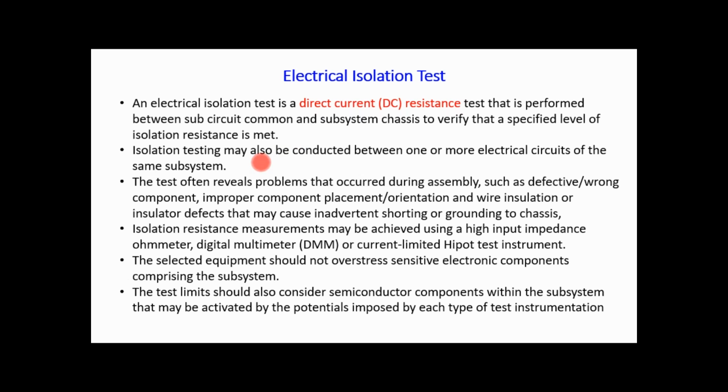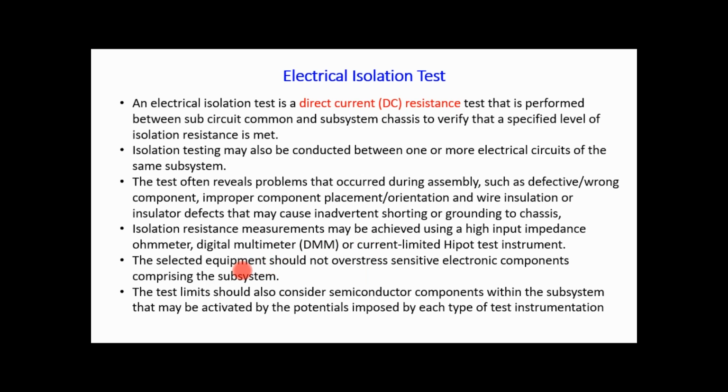This isolation testing may also be conducted for one or more electrical circuits for the systems or subsystems. The test often reveals problems that occur during the assembly, such as defective or wrong component, improper component placement, orientation, wire insulations, insulator defects that may cause inadvertent shorting or grounding to chassis. Isolation resistance measurements may be achieved using a high input impedance ohm meter or digital multimeter, which is the common device used by all types of electrical maintenance people, and or current limited hipot test instruments may be used.